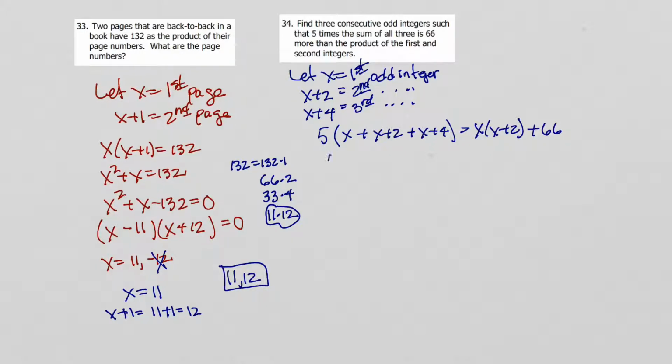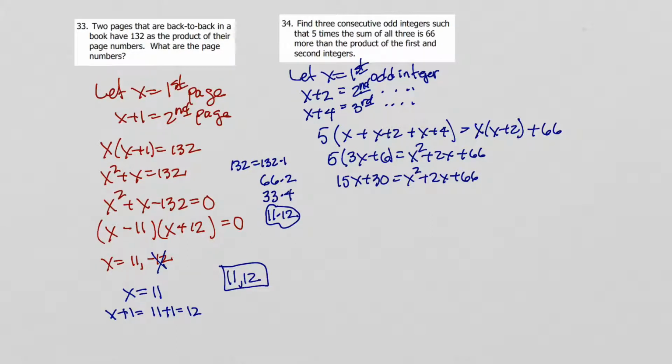So let's see what we can do about solving it. We'll get 5 times, now inside x and x and x is 3x, 2 and 4 is a 6, so we're going to get 3x plus 6 equals, over here we'll multiply through, getting x squared plus 2x, and then we got that plus 66. On the left side, let's multiply through by the 5. So we will get 15x plus 30 equals x squared plus 2x plus 66.